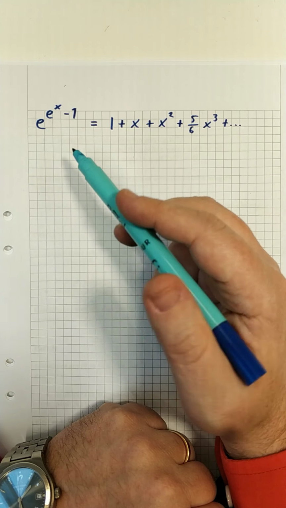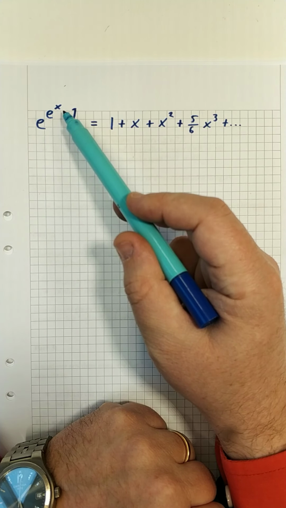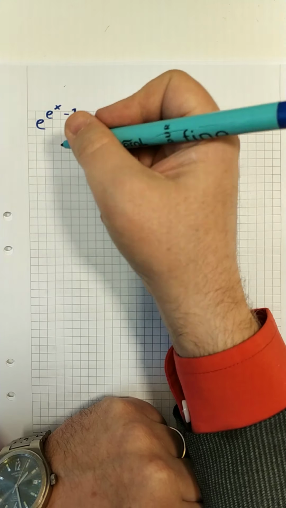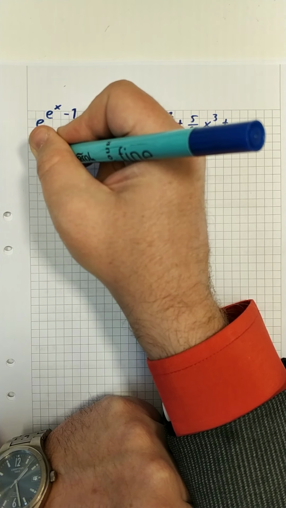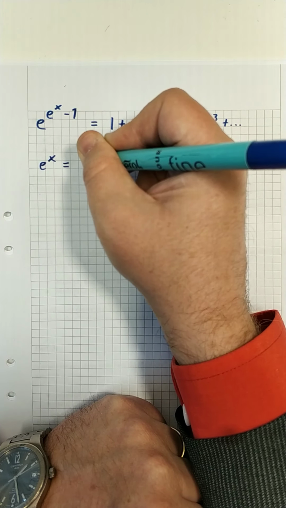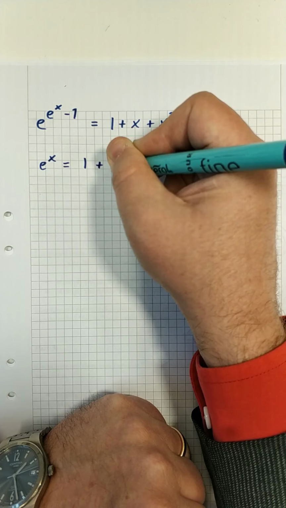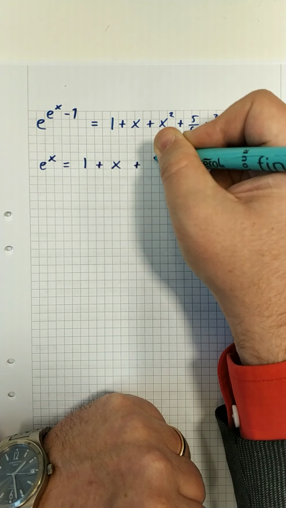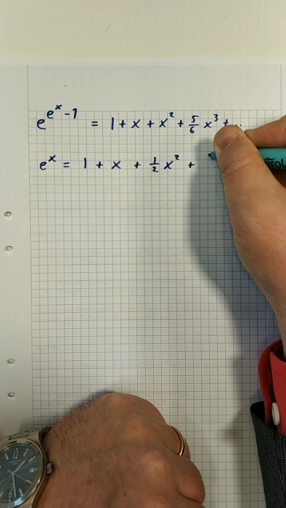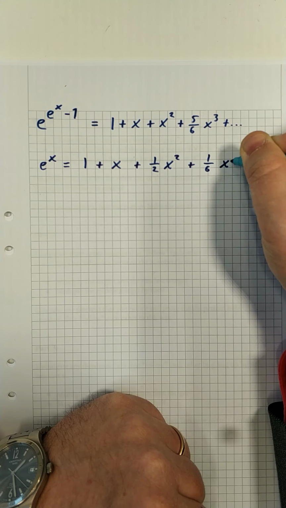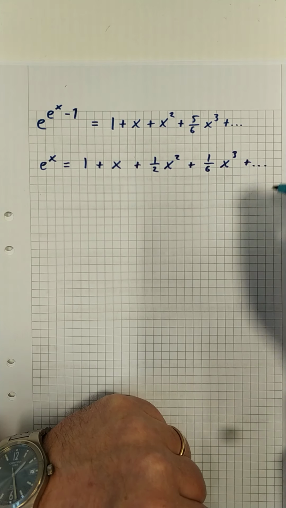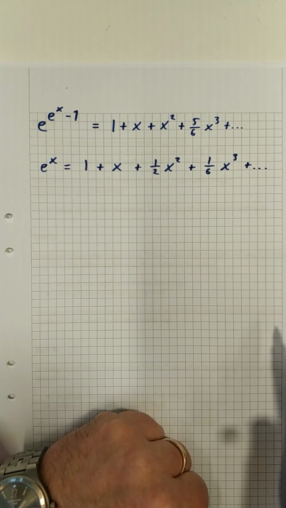So I will start by doing some expansion of e to the power of x, just so we remember it. And we know that e to the power of x equals 1 plus x plus 1 half x squared plus 1 over 6 x cubed plus and so on. And it's going to turn out we don't need more terms.